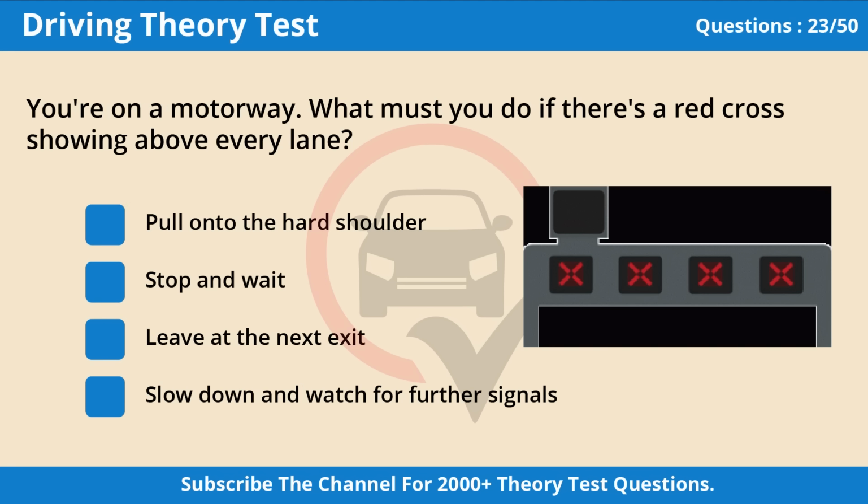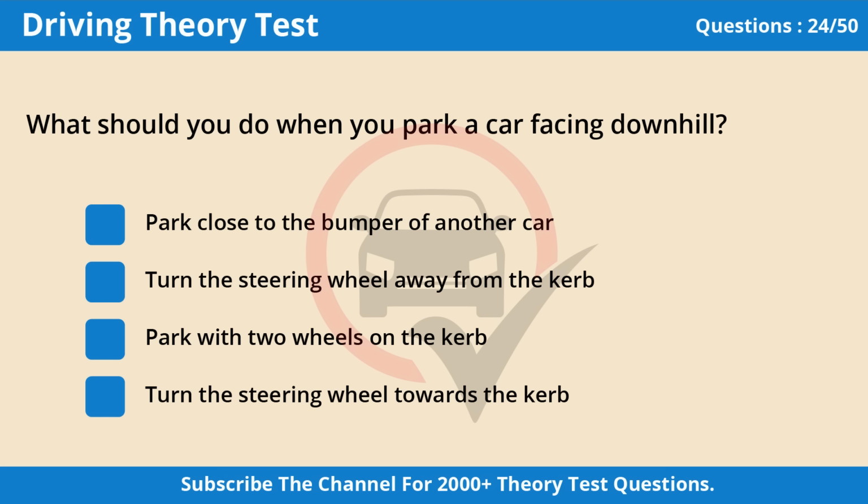Question 23. You're on a motorway. What must you do if there's a red cross showing above every lane? A. Pull onto the hard shoulder. B. Stop and wait. C. Leave at the next exit. D. Slow down and watch for further signals. The answer is B. Stop and wait.